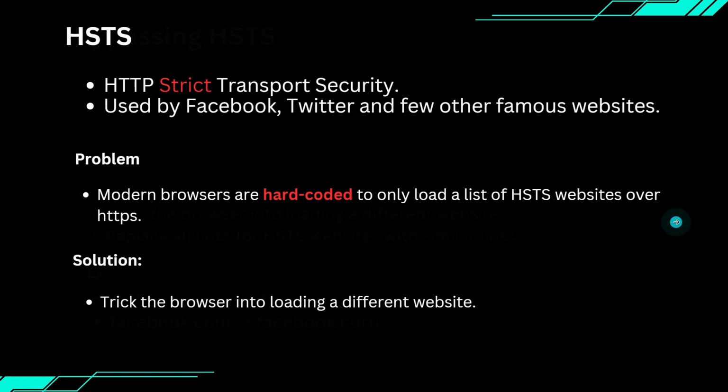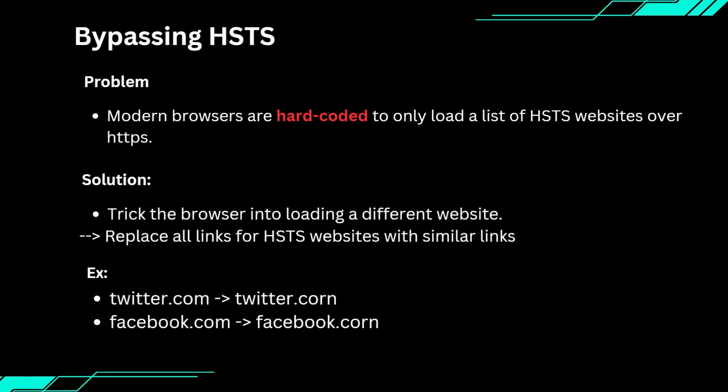So, how can we bypass this? The only practical solution is to trick the browser into thinking it's loading a different website. We do this by replacing the HSTS link with similar looking but slightly different domains. For example, instead of facebook.com, we can replace it with facebook.com spelled with an r and n. I know this seems obvious when you hear it, but visually the letters R and N together look like M in the browser's URL bar. Another example is replacing twitter.com with twitter.com using just one T instead of two. This might sound confusing right now, but don't worry, I will show you exactly how this works in practice.